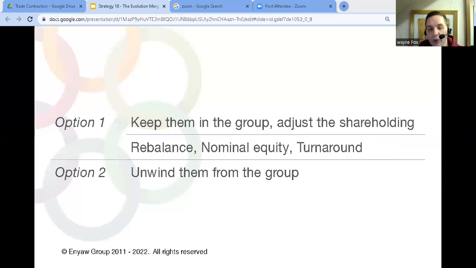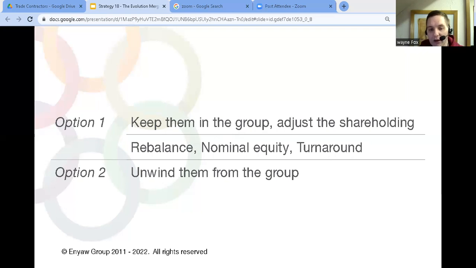Now, the other query some people have is, what happens if one of the companies in this new group has bad times and doesn't make a profit? That could obviously impact the whole group. In that case, you've got two options. You can agree to keep them in the group and adjust the shareholding structure, or you can unwind them from the group structure as if they were never involved.